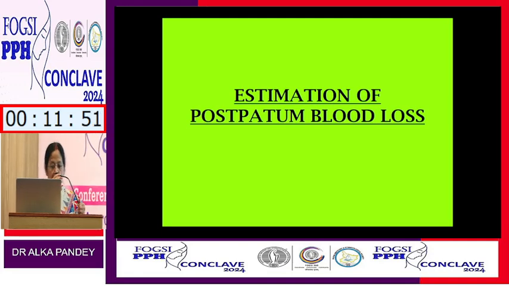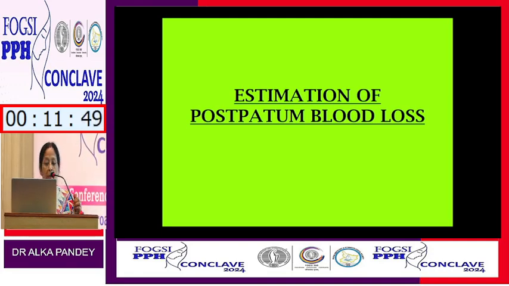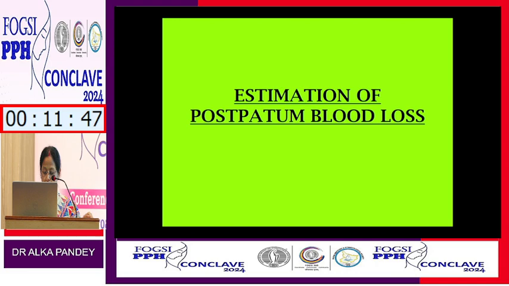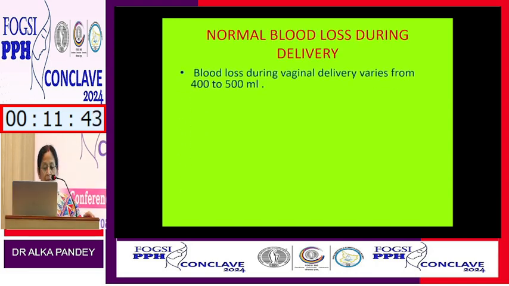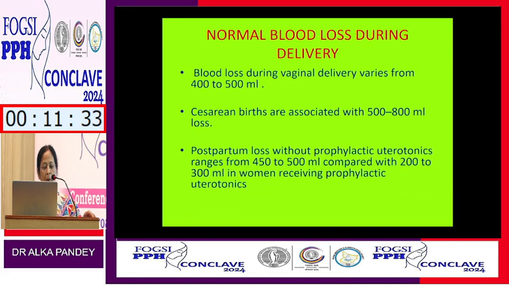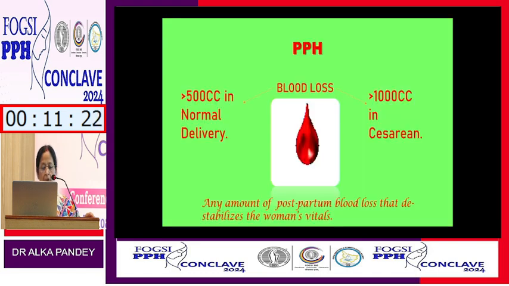Of this LDI project, my topic is estimation of postpartum blood loss. So, normal blood loss during delivery. Blood loss during vaginal delivery varies from 400 to 500 ml. Caesarean births are associated with 500 to 800 ml of loss, and postpartum loss without prophylactic uterotonics ranges from 450 to 500 ml, compared with 200 to 300 ml in women receiving uterotonics.